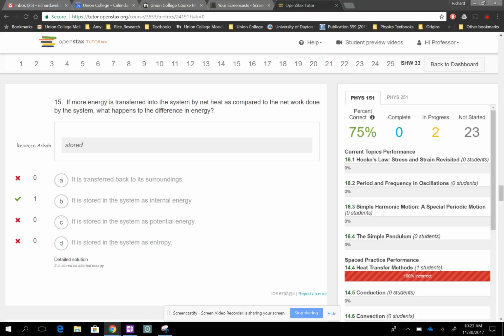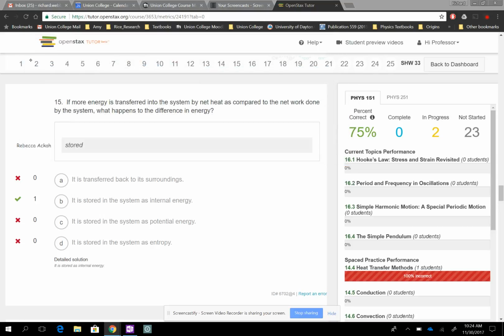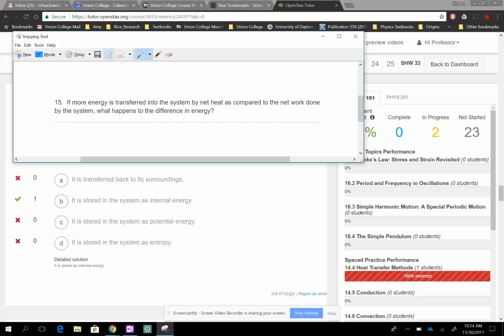Okay, this is good. If more energy is transferred into the system by net heat as compared to net work done by the system, so more heat is added than work is done by the system, then what happens with the difference in energy? The heat is transferred out into the environment? Well, I'm going to copy this just so we can make a picture. Because if you put in more than what you're getting out, then something is getting lost to the end.